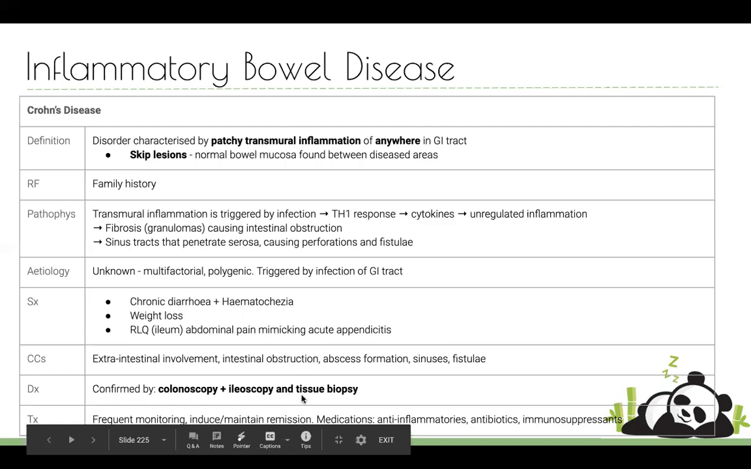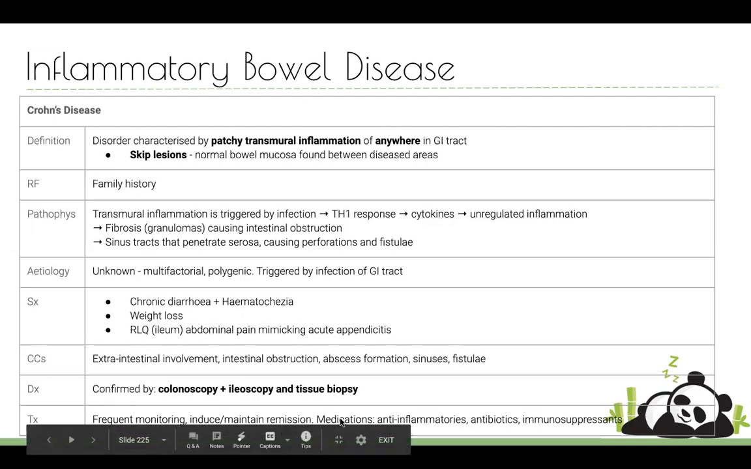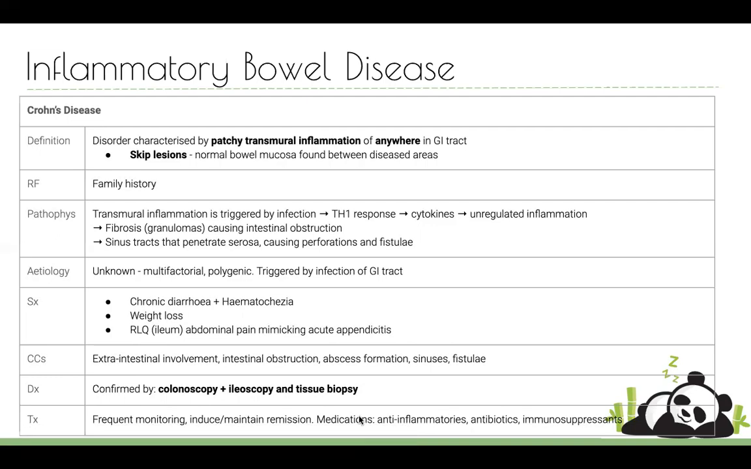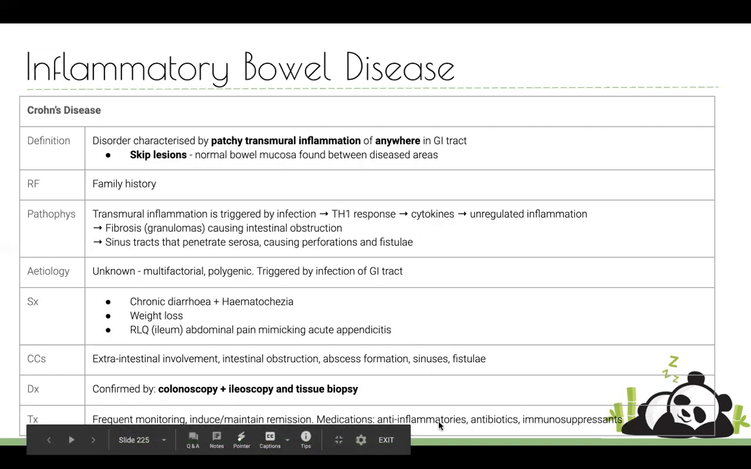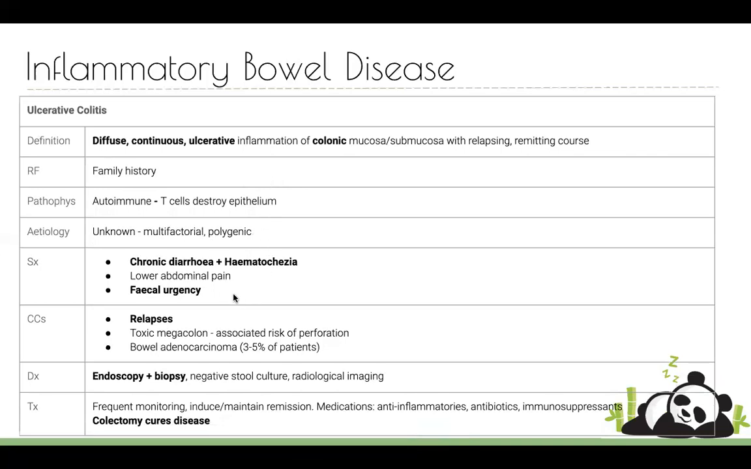You confirm it by colonoscopy and biopsy, and then you'd monitor it a lot. You're trying to cause remission because it attacks and flares, and then give medications like anti-inflammatories, immunosuppressants, and see if that helps. For ulcerative colitis, it's really similar, but basically it just affects the colon.